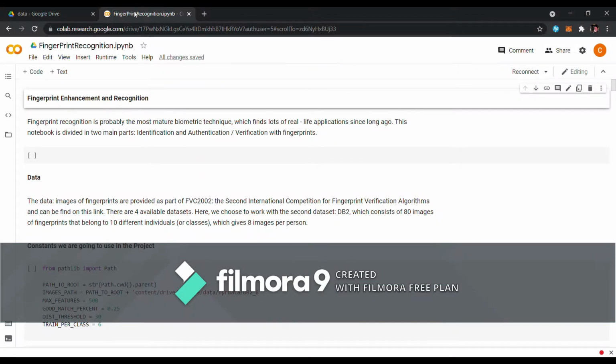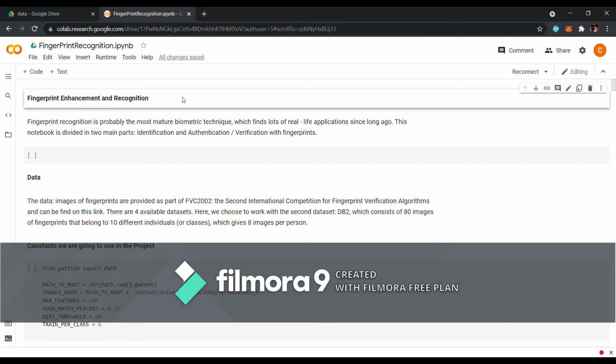Hi, I am here to explain the fingerprint recognition system we made using machine learning concepts. Fingerprint recognition refers to the automated method of identifying or confirming the identity of an individual based on the comparison of two fingerprints. Fingerprint recognition is one of the most well-known biometrics, and it is by far the most used biometric solution for authentication on computerized systems. It is probably the most mature biometric technique, which finds lots of real-life applications.